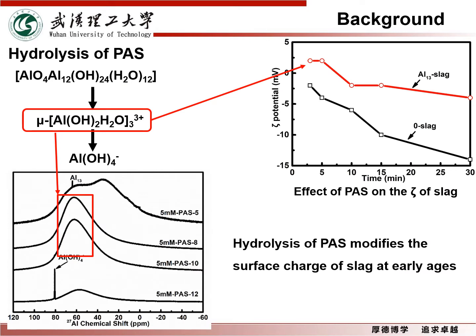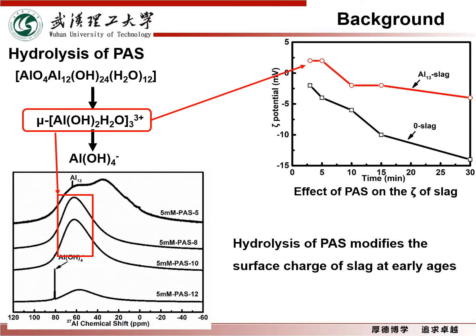Polyaluminum sulfate is a recently developed inorganic agent for water treatment. The hydrolysis of PAS occurs in water. Liquid aluminum NMR reveals that a trimeric polymerized aluminum ion group with positive charge forms first in the water. Afterwards, the aluminum species transform into monomers with negative charges.